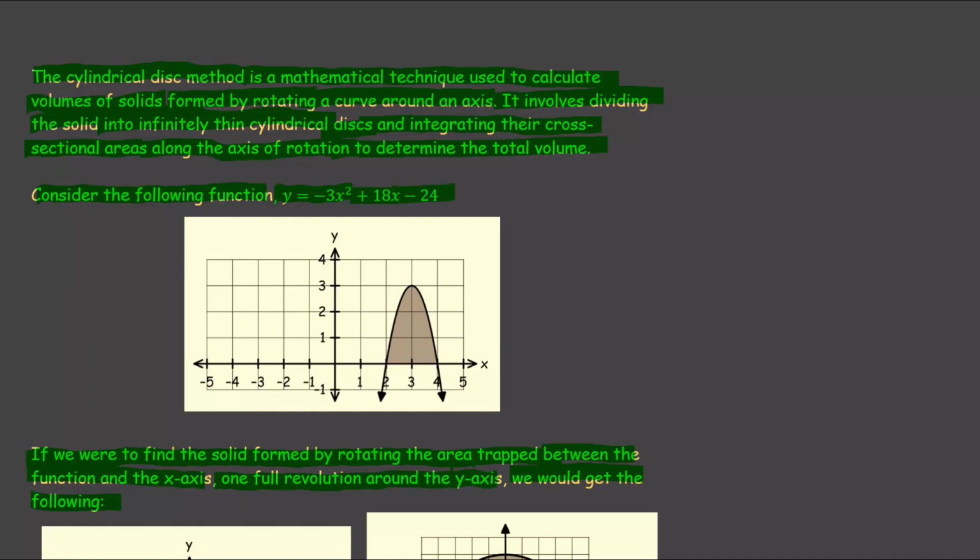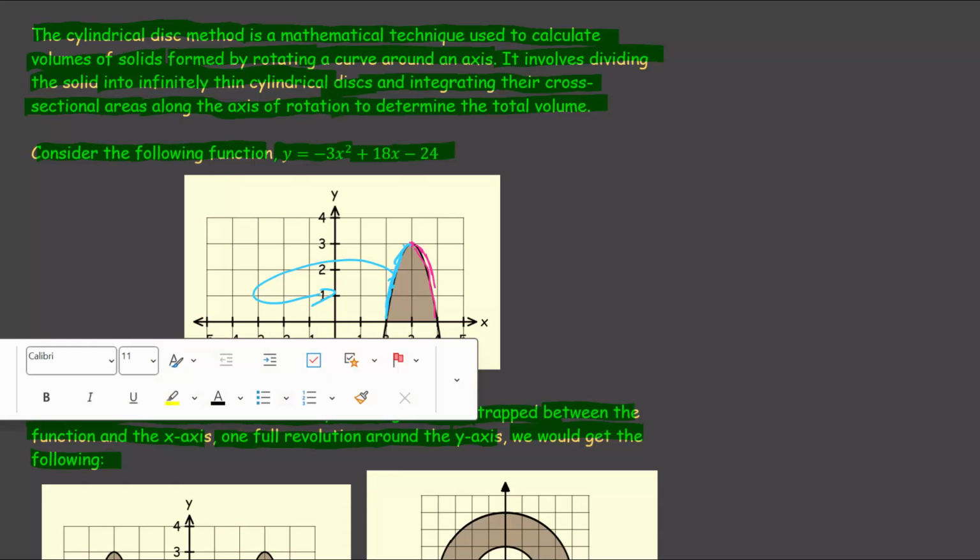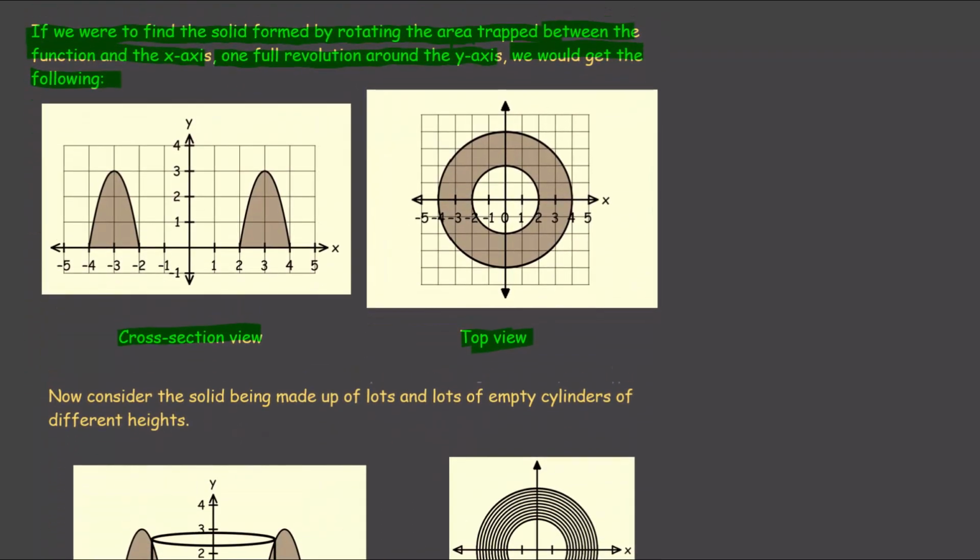But the way that you might do this, and the way I approached it for the one in the exam, is find the vertex there and then use the equation of this side and rotate that around the axis, and then use this side and rotate that around and subtract it. So that's the alternative. But we're going to look at this new method.